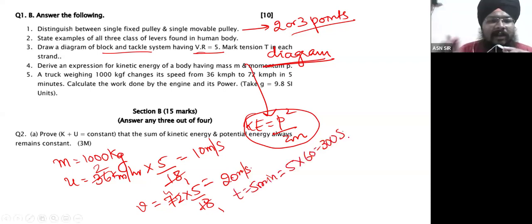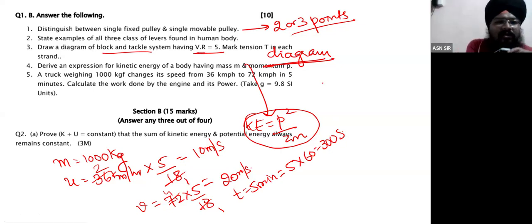So I repeat once again, you have been given mass, you have been given initial velocity 36 kilometer per hour, which needs to be converted to meter per second. Then you have been given 72 kilometer per hour, even that needs to be converted to meter per second. And time is given as 5 minutes, that needs to be converted to seconds.